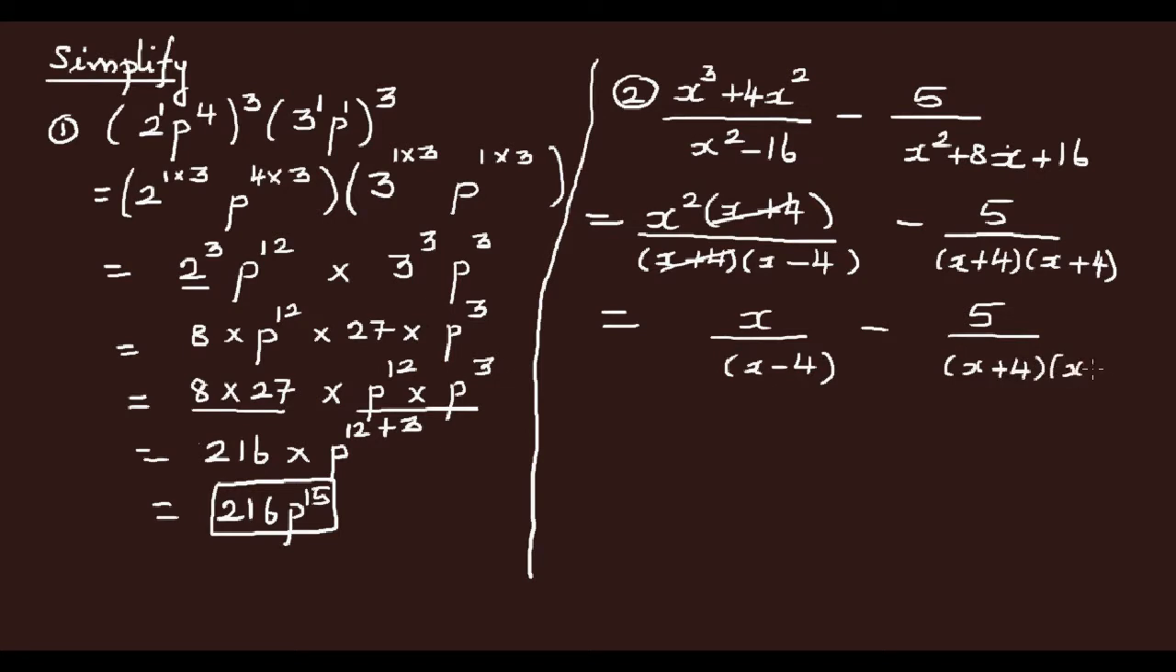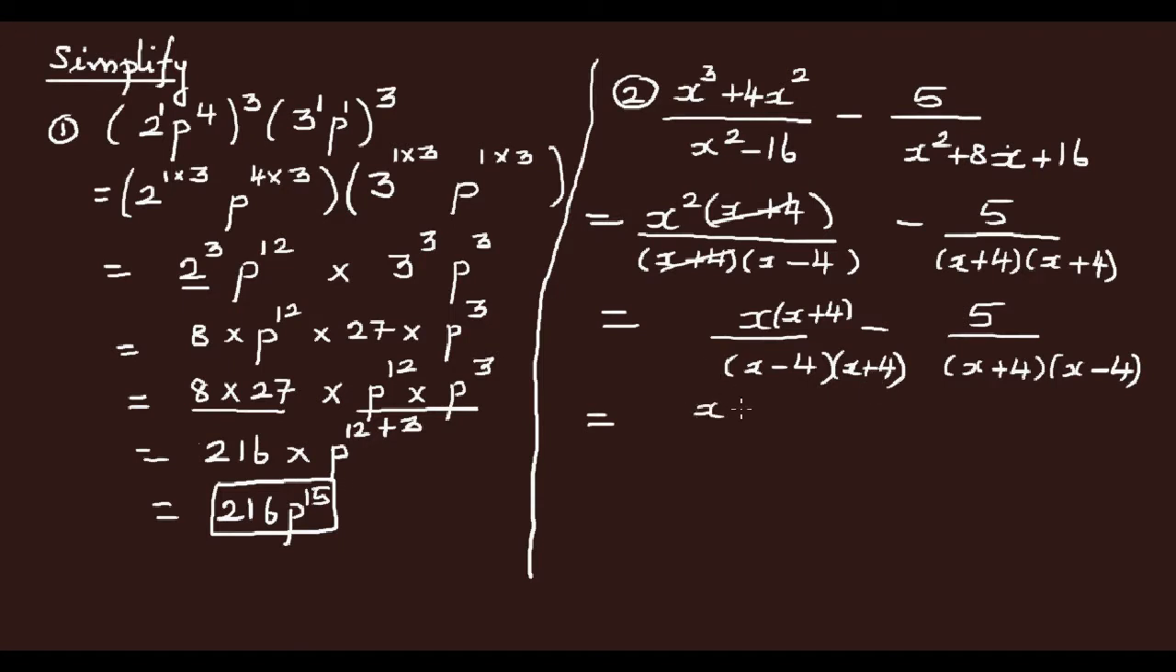Now you have to treat this as two fractions, and when you're simplifying fractions, you make the denominators equal. I can see an x minus 4 here and an (x plus 4)(x minus 4) here. If I want to make this denominator the same as this, what should I multiply here? I should multiply by x plus 4. If I multiply this denominator by x plus 4, I also multiply the numerator by x plus 4. So the denominators are equal, so you can take away the numerator.